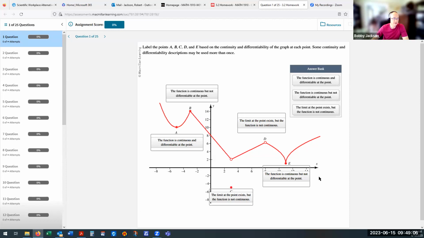Okay, so that's sort of the analysis of this. Hopefully this makes sense. Make sure that you're understanding this. If not, please let me know.